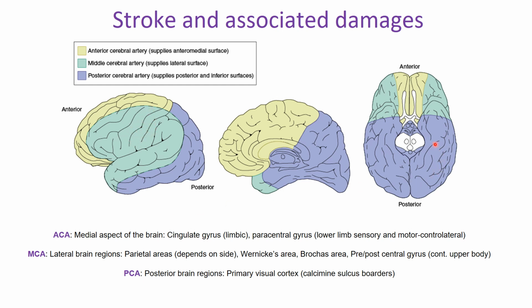And then lastly, the PCA is doing a lot of this posterior region of the brain. What's most important here is back here in the calcarine sulcus. This is where you're going to have your primary visual cortex. So you could have vision loss if you have damage to the PCA. And we'll talk about the pathway of the optic nerve in just a minute, which will go through a little bit more in detail of where those lesions could lie.